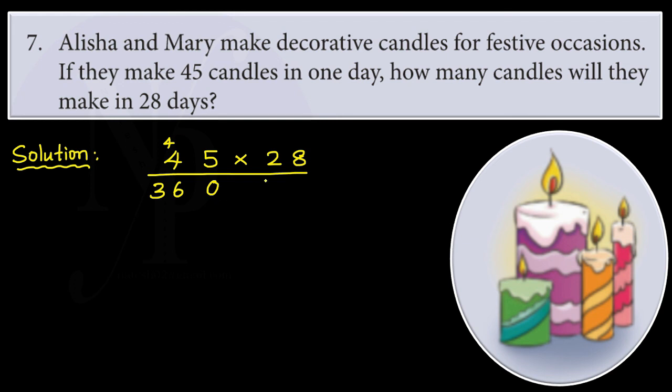Now we multiply by 2, but before that we should put 0 in one's place here. 2 5s are 10, 0 here and 1 is carried forward. 2 4s are 8, 8 plus 1 is 9. Now we will add these numbers. Zero plus 0 is 0, 6 plus 0 is 6, 3 plus 9 is 12. 1260 is the product.